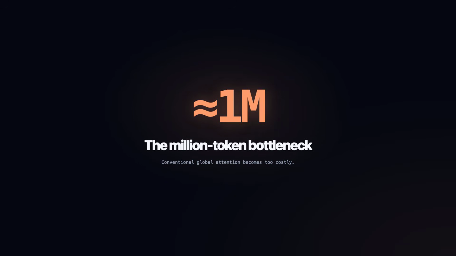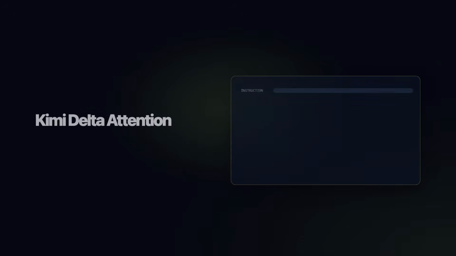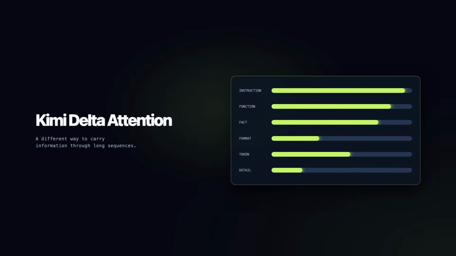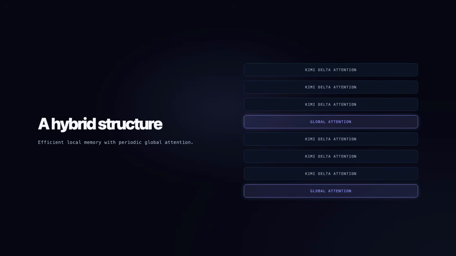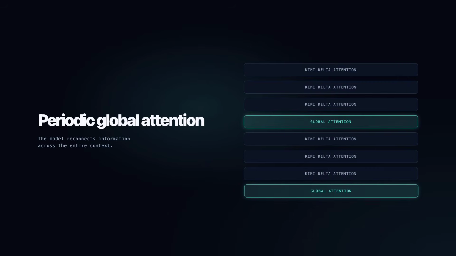But the larger the context becomes, the more expensive conventional attention is to run. Kimi K3 approaches this problem with Kimi Delta Attention, or KDA. Instead of using full global attention in every layer, Kimi K3 uses a hybrid structure. Most layers use Kimi Delta Attention. Periodically, a global attention layer is added so the model can reconnect information across the entire context.